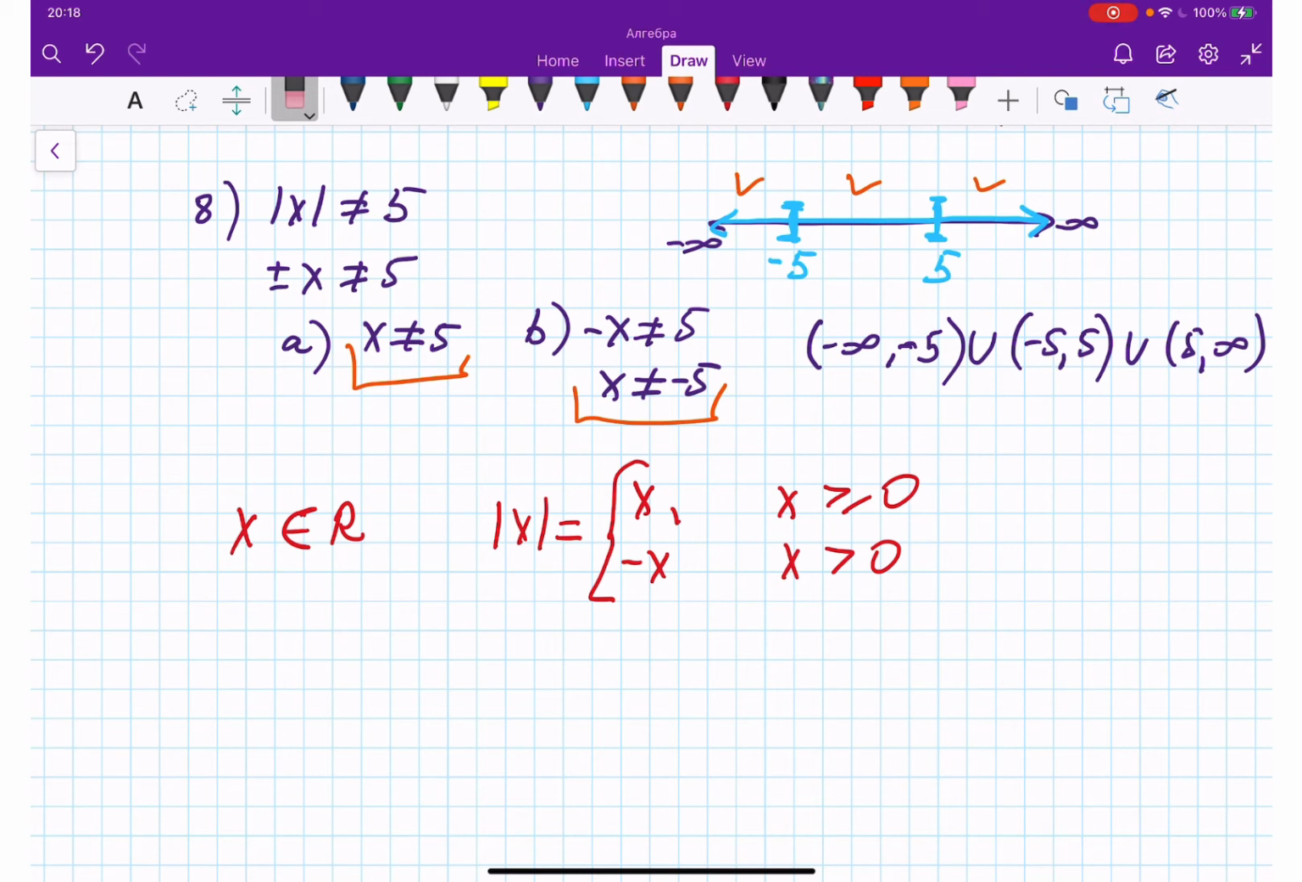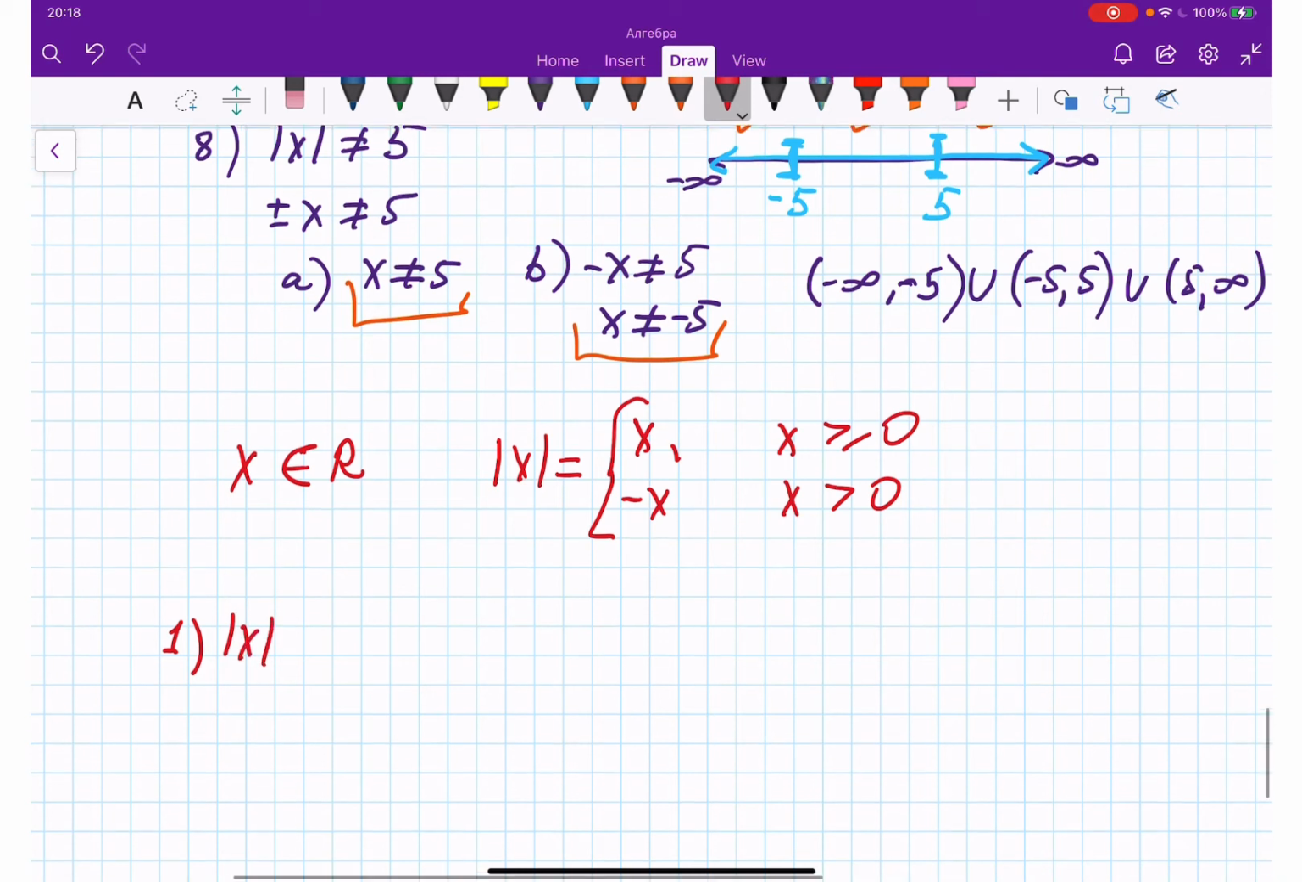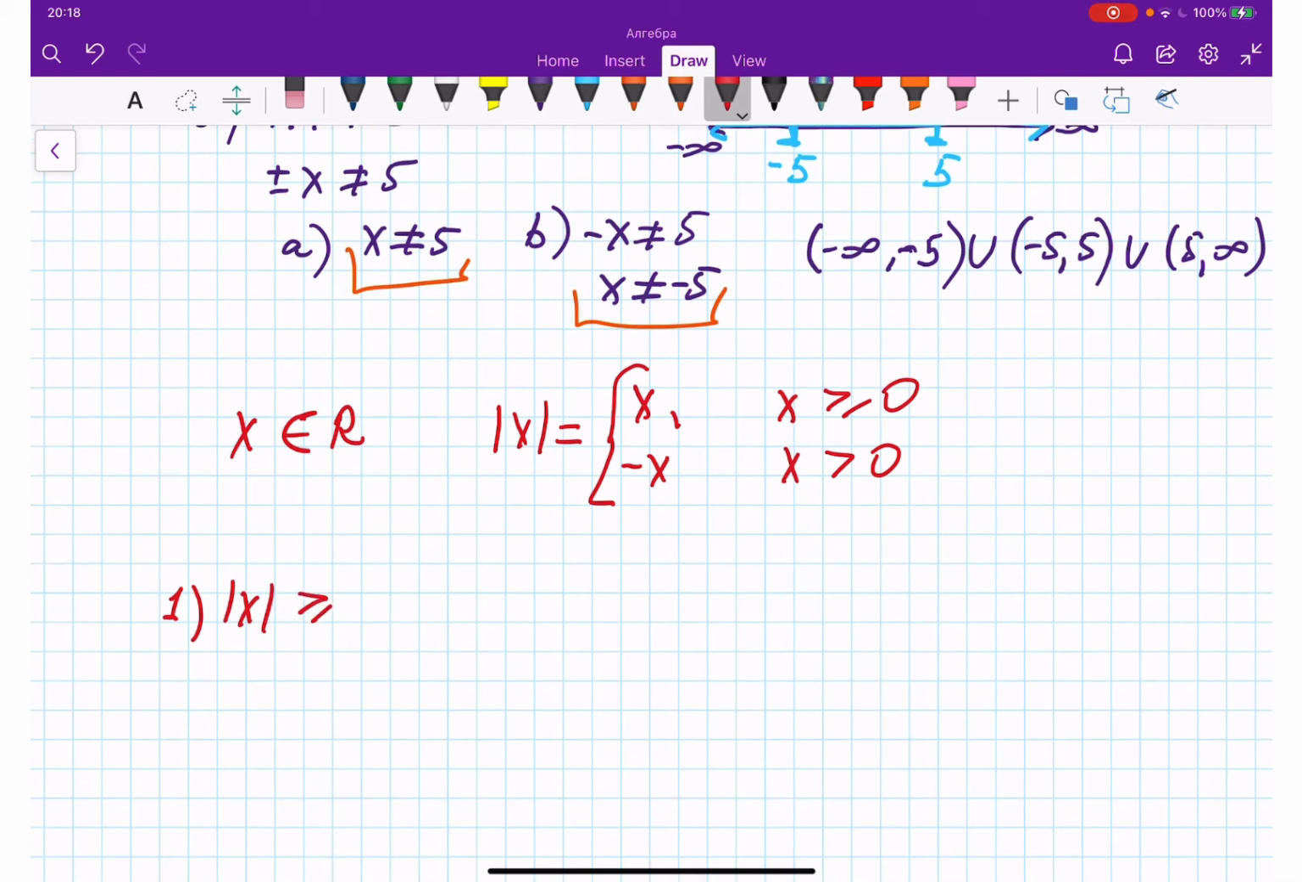Now let's write down properties of absolute value. Property number 1: the absolute value of x should always be greater than or equal to 0. Number 2: if the absolute value of x is equal to 0, and it goes both ways, that means x is equal to 0, and vice versa. If x is equal to 0, the absolute value of x is equal to 0.